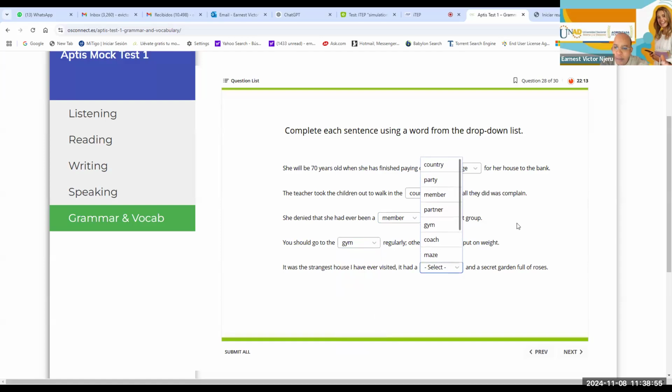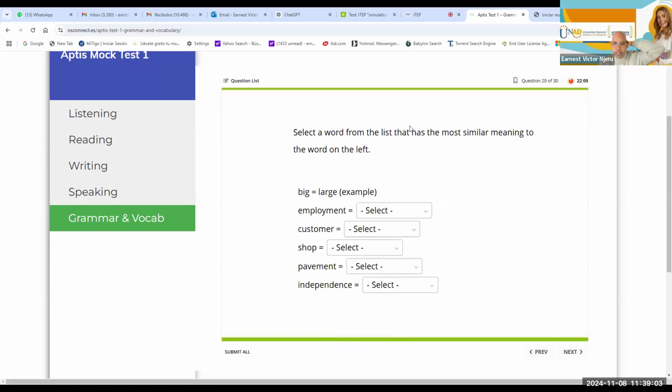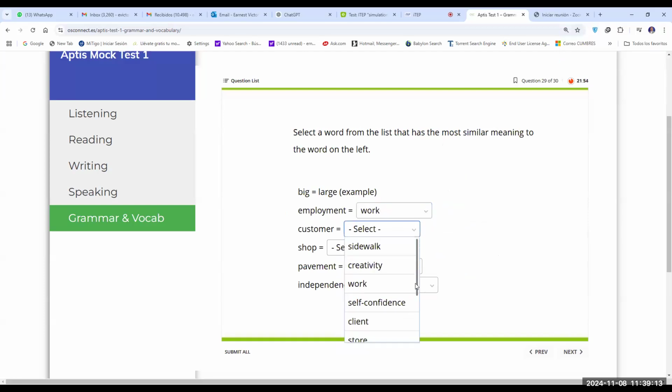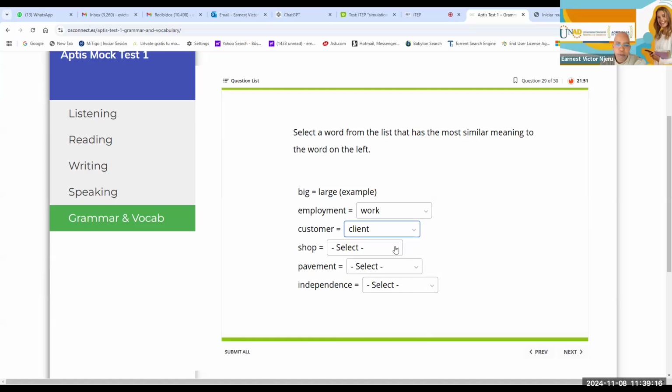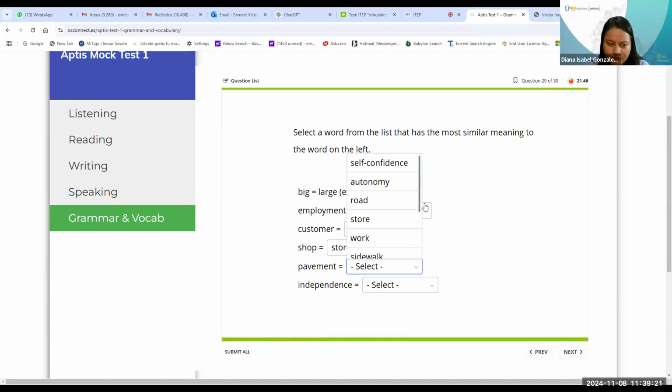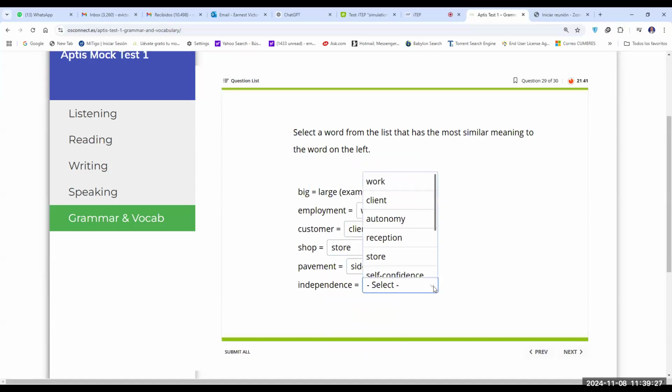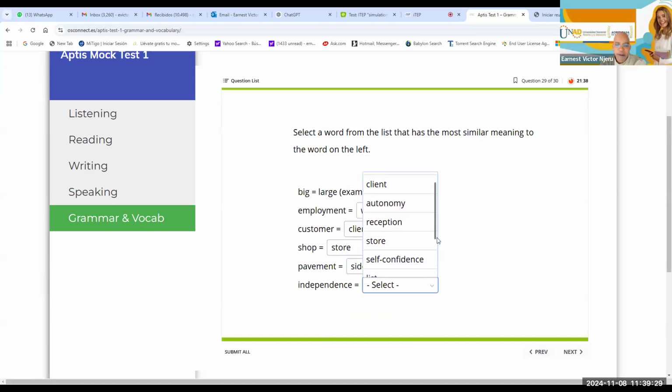Teachers, use the elimination method when you feel this one is a little bit complicated. Which one is closer? You try to find the closest one. And then you go to this other part, meaning of the ones. Employment, maybe like work. Client. Shop is store. Pavement is the road. Sidewalk. Very good. Independence is autonomy. Excellent. See how simple it is.